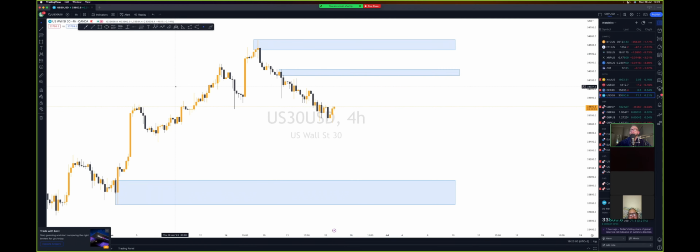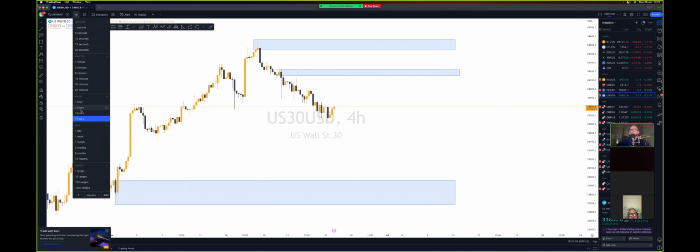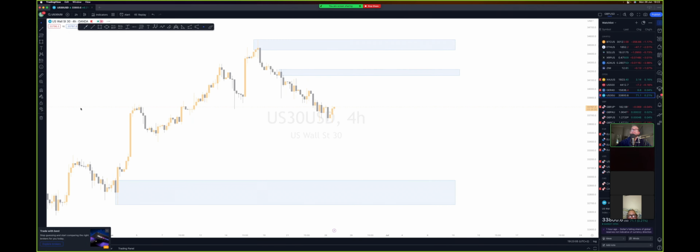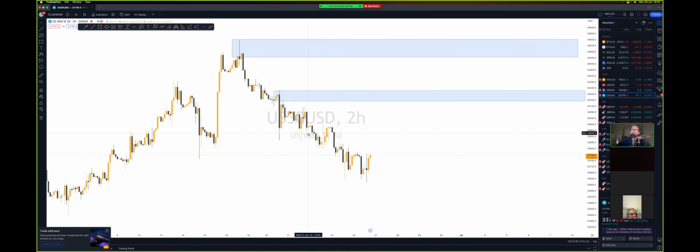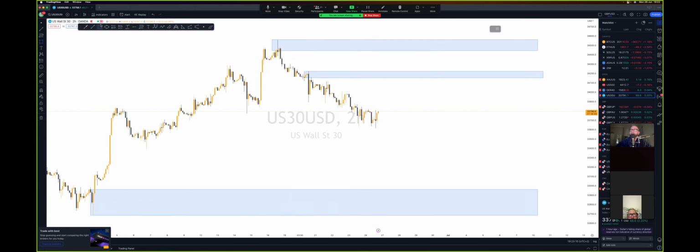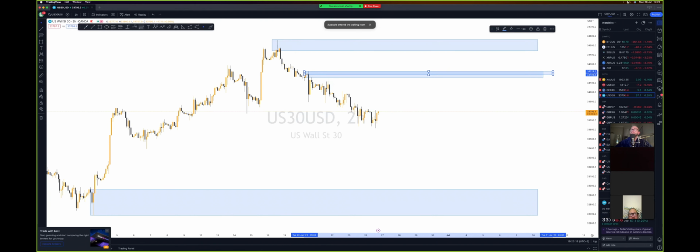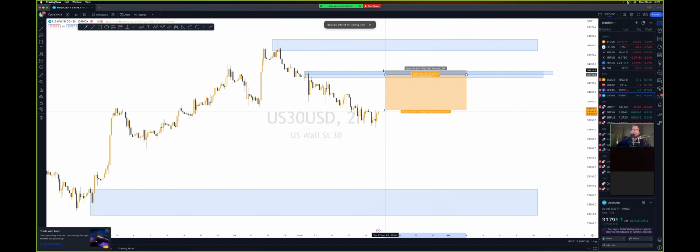And then let's check 2 hours real quick. Two hours also looking good. So we could look at doing something like this, and then long-term sells. Pretty much what I'm seeing right now is market most possibly flipping direction right here, failing to take these lows, flipping on a lower time frame, pushing topside.